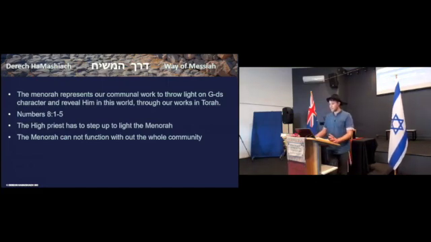Even more so, the Torah says that when Aaron lights the menorah, he ascends. This is in Parsha Behaalotecha, which is in Numbers 8:1. It says Behaalotecha, literally, when you ascend.